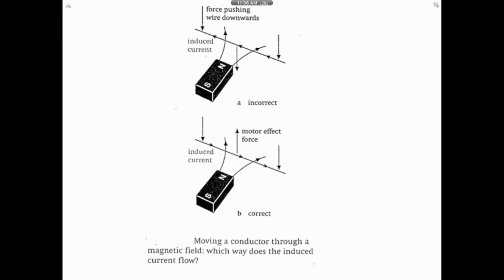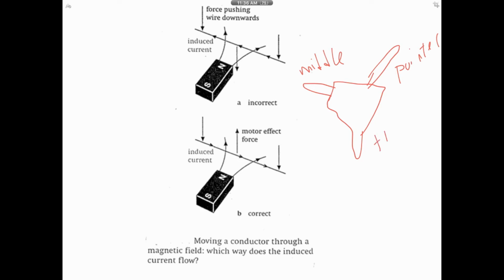Okay, so you need to imagine this. So maybe I draw. Like this, like this. This is how my thumb looks. So this is my pointer. This is the middle finger, and this is the thumb. Okay, so can you see the force is downwards?